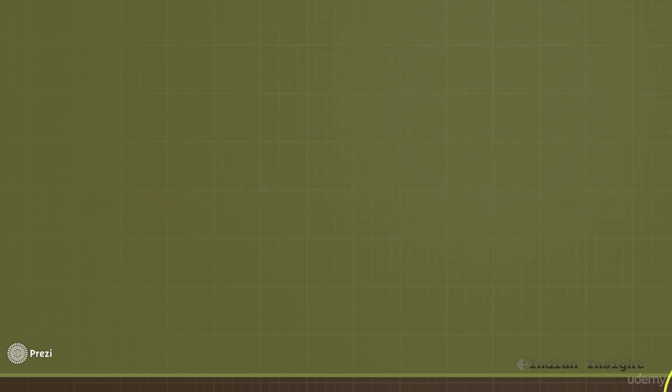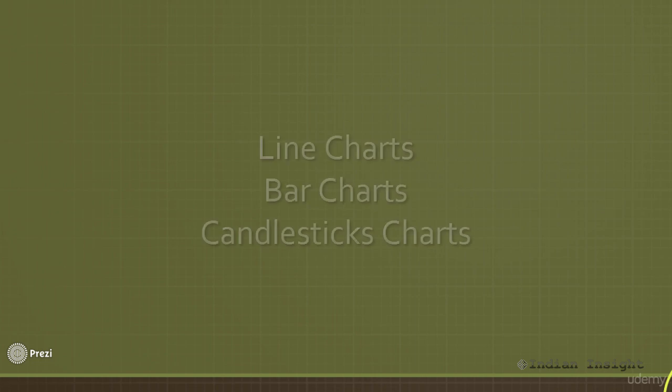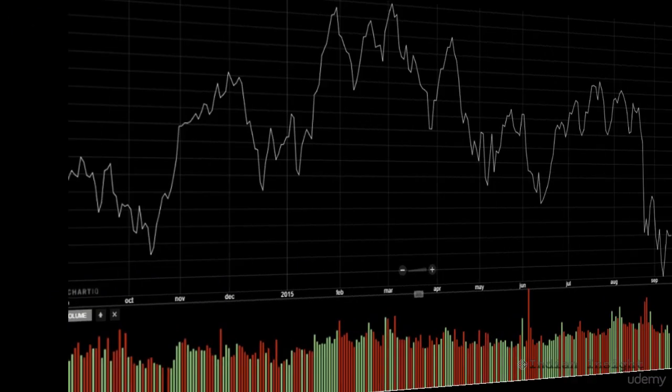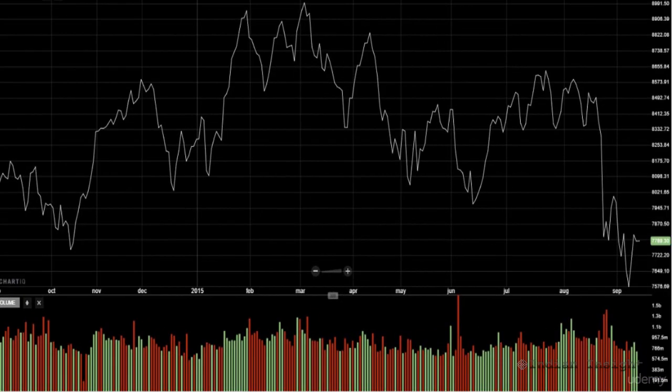There are primarily three types of charts. These are line charts, bar charts, and candlestick charts. Let's start by looking at the line charts. Line charts are a simple graphical display of price trends over time. Here we have shown an example of a line chart.